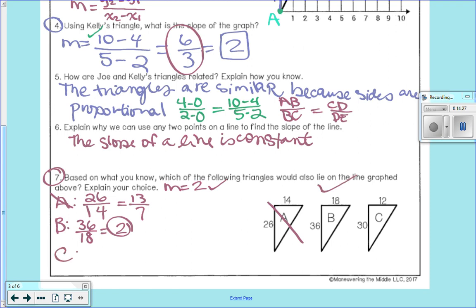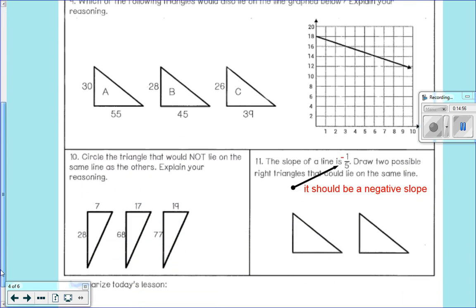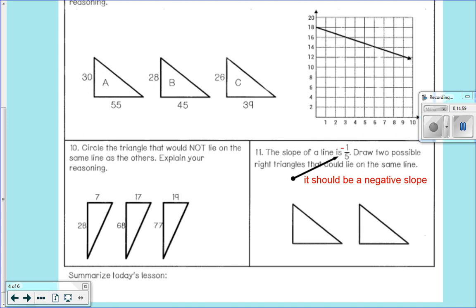And then, what about C? We have 30 over 12, our rise and our run, and that gave us 5 halves. Okay? So it looks like only triangle B, right? All right? Turn over to the next page, and I want you to do 8, 9, 10, and 11. And if you could, for number 11, do you see how your triangles right here, what is their slope? It should be negative, so if you could just put in a negative right here, that would be great.